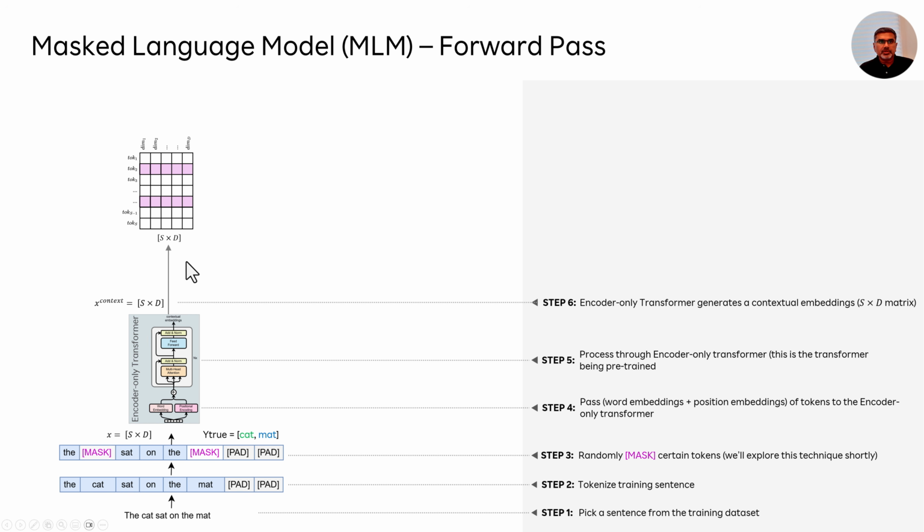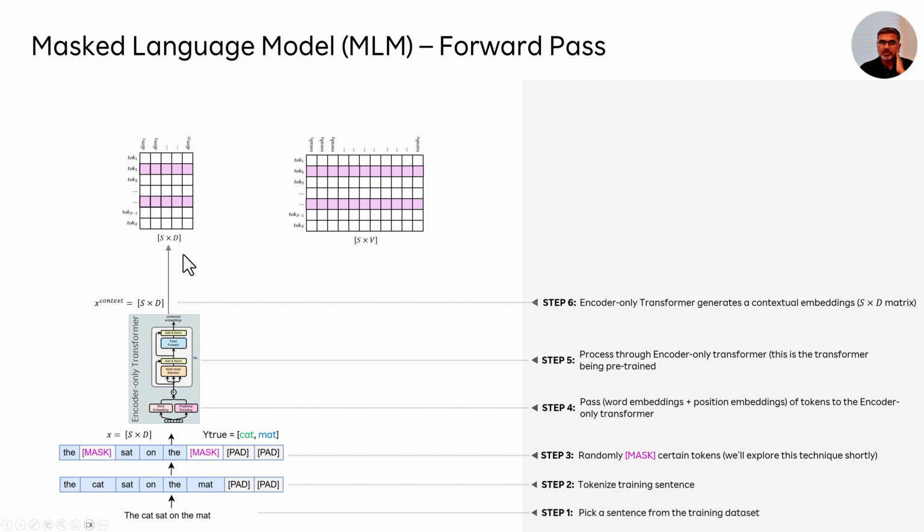But this is an S cross D matrix. Now, how do you make a prediction? This is slot 2 and this is slot 6. In slot 2, I want to predict that the word should be "cat," and slot 6 should be "mat," right? So you need to take this matrix and project it into a matrix that is S cross V, so S cross D to S cross V. Then for each of those slots, you have V elements. What is V? V is the total number of words in your vocabulary, because any word that you predict should be a word that is there in your vocabulary, correct?